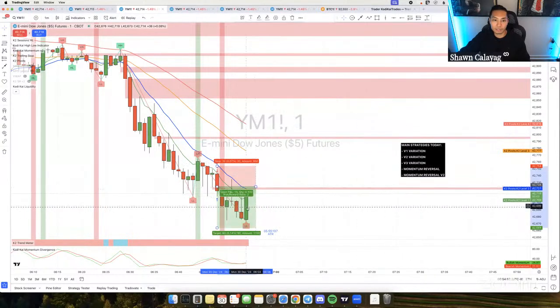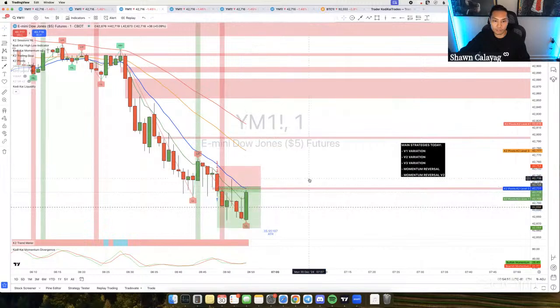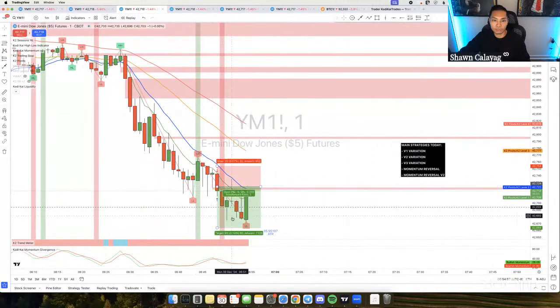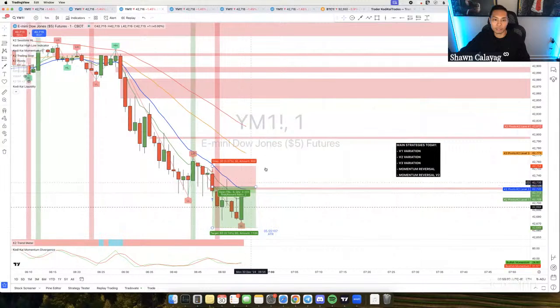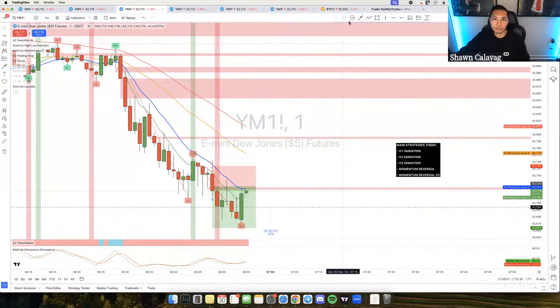But technically, the first entry is still running. This is why I use a trailing stop. See how price kind of got really close to the full TP, and then it retraced all the way back up. I don't want to get caught in a trap like this.